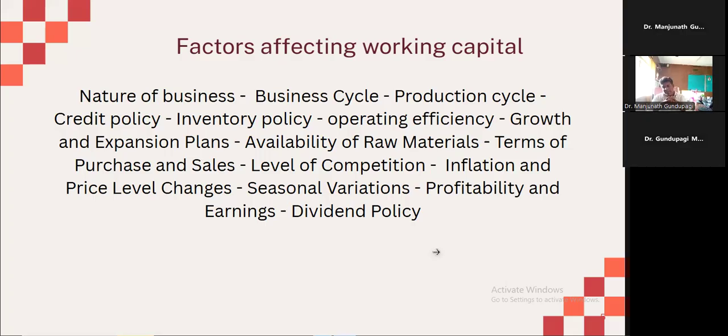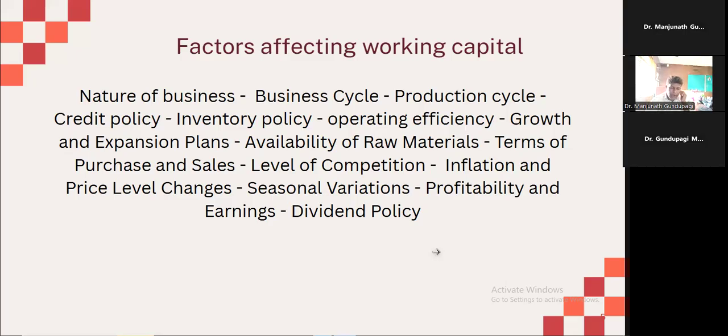Availability of raw materials. When it comes to availability, if raw materials are easily and regularly available, the firm can keep a low inventory, which reduces the working capital. If supply is seasonal or irregular, then definitely the firm has to maintain stock, which will have an impact on the requirement of working capital.